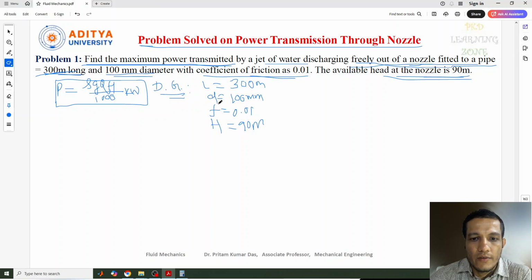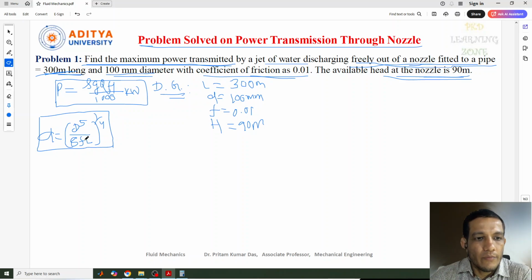So what is the maximum power transmitted through the nozzle? The diameter of the outlet: we know that there is a formula. In the last lecture, we have derived that one. Actually, we know that d equal to D to the power 5 divided by 8 FL, whole to the power 1 by 4. This is the diameter of the nozzle, through which the fluid is supposed to come out. This is the formula which we derived in our last lecture.